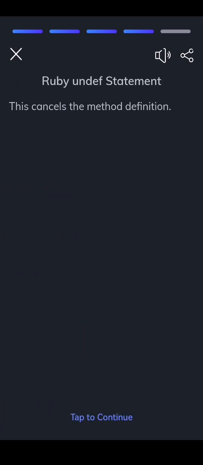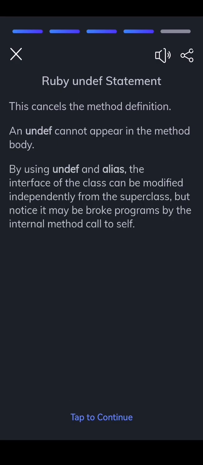This cancels the method definition. An undef cannot appear in the method body. By using undef and alias, the interface of the class can be modified independently from the superclass, but notice it may break programs by the internal method called to self. Syntax.